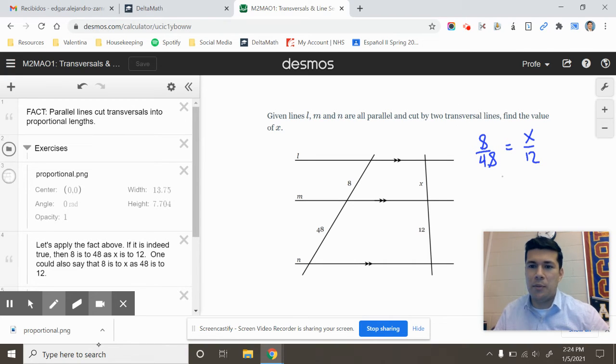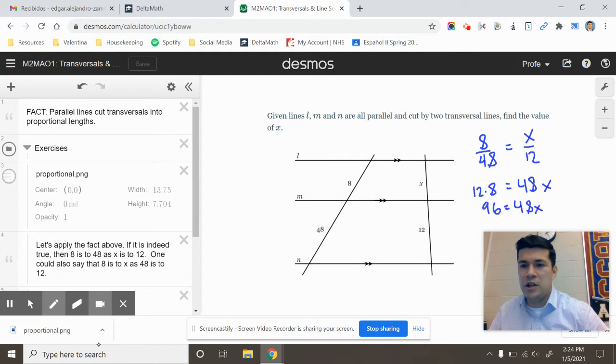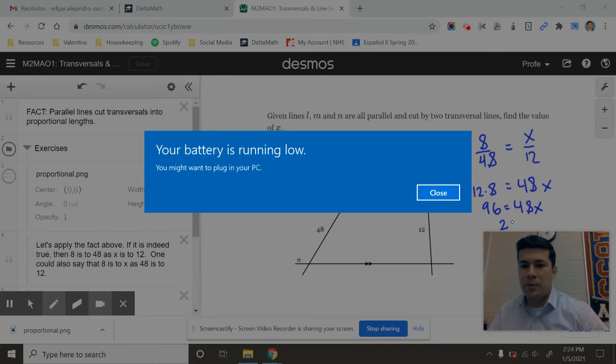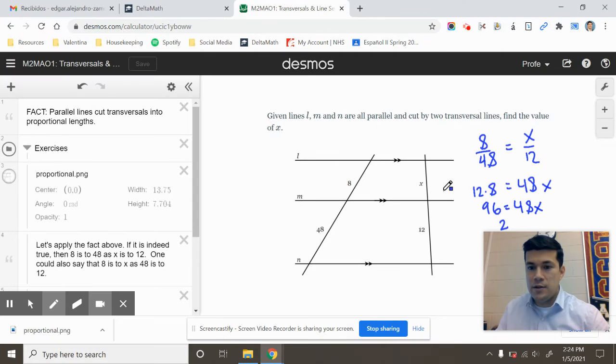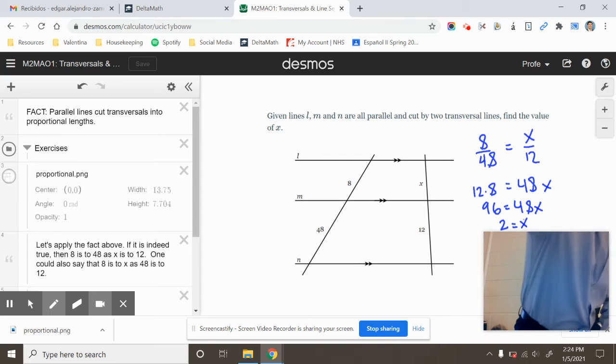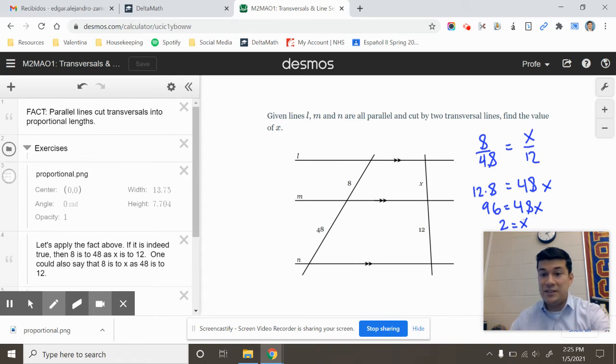All right. Well, some of you guys might remember that if two fractions are equivalent, then their cross products are equivalent. So we can say 12 times 8 should be the same as 48 times X. In other words, 96 equals 48X and X equals 2. Divide both sides by 48, I get 2 is equal to X. All right, and that's that.